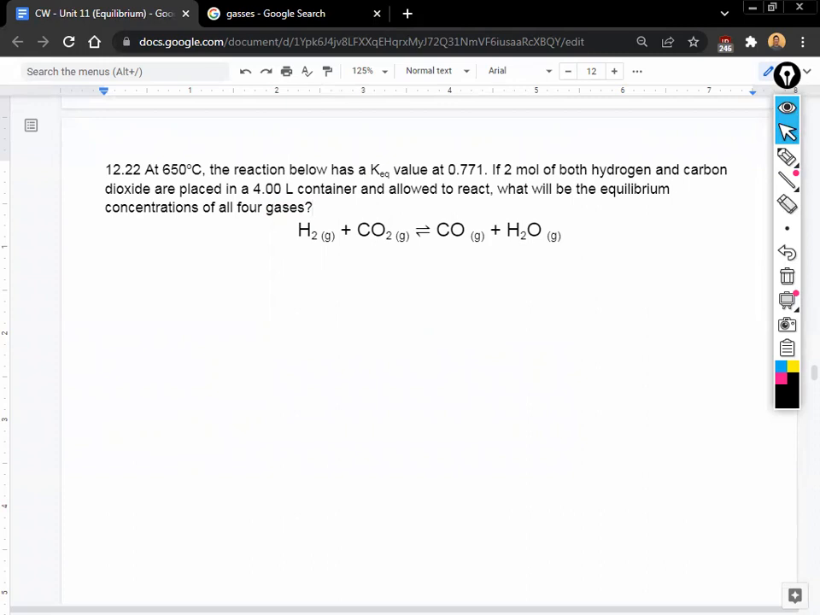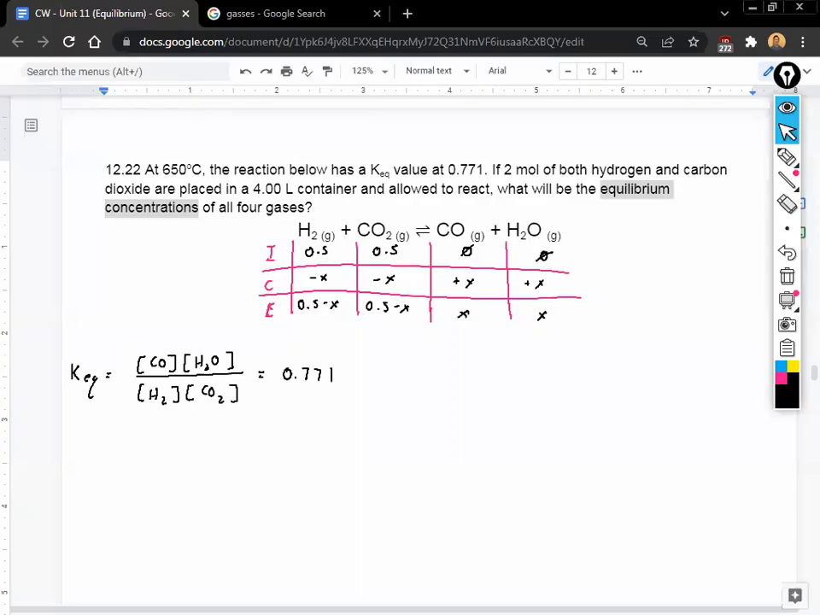Anyway, I'll give you 5 minutes. Try this out with the person next to you. See if you can figure out the ice table and solve for everything. And then we'll see if you get it. Good luck, guys.